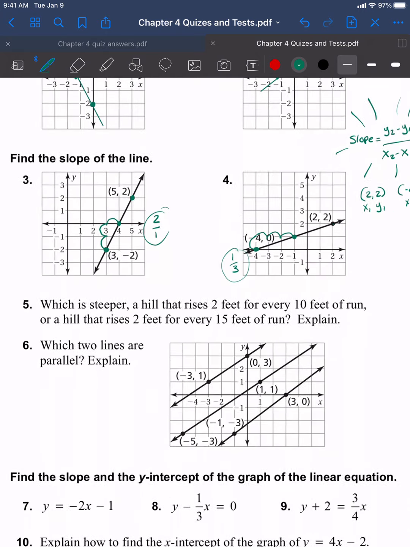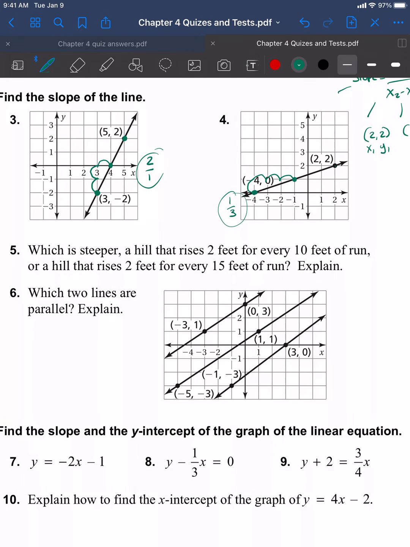All right, number 5. Which is steeper? A hill that rises 2 feet for every 10 feet of run. Rise over run. That sounds like slope, right? Rise is 2. Run is 10. So what's steeper? A hill that has a slope of 2/10 or a hill that has a slope of 2/15? 2 tenths. 2 tenths. 2/15. It means 2 tenths. Should we test it? Let's test it.